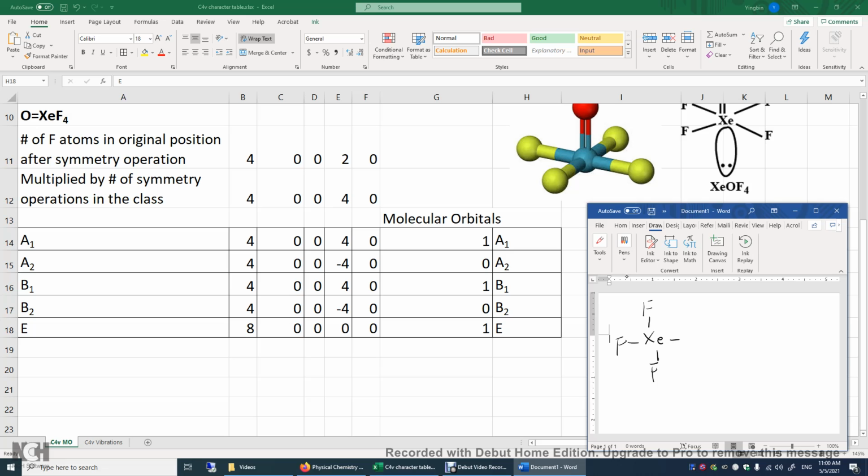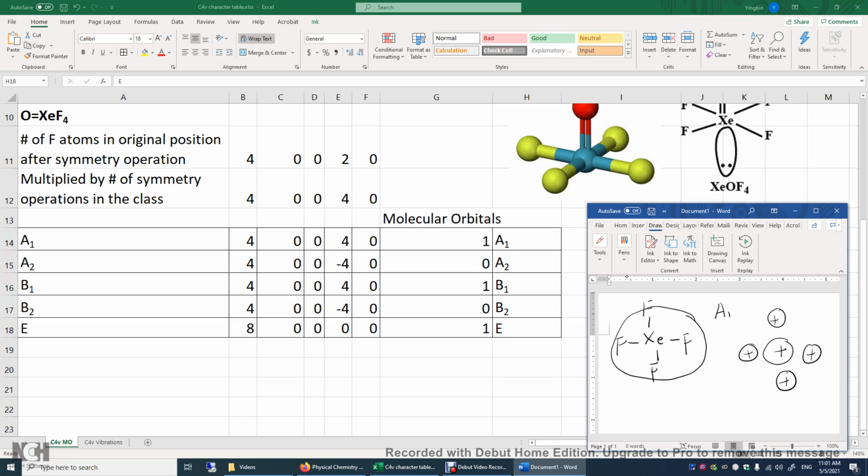All right? I will look at this molecule this way, and we should, for now, just ignore the oxygen atom, just so that we can focus on the easier interaction between xenon and the four fluorine atoms. So first, A1. A1, totally symmetric, so you have four fluorine atoms. If you look at the four faces, they are the same. And these four from the four fluorine atoms may interact with, of course, the totally symmetric s orbital of xenon.